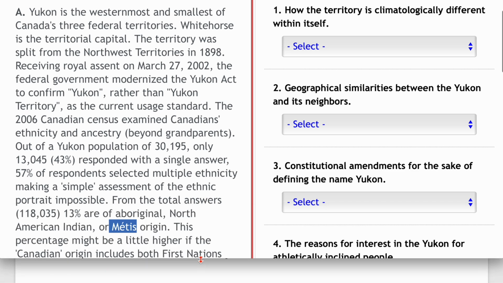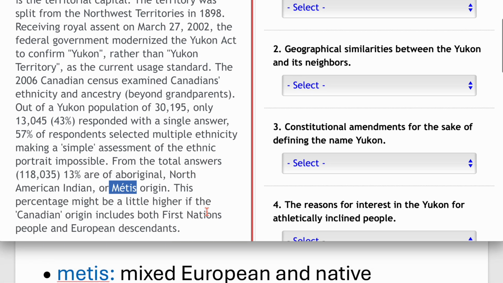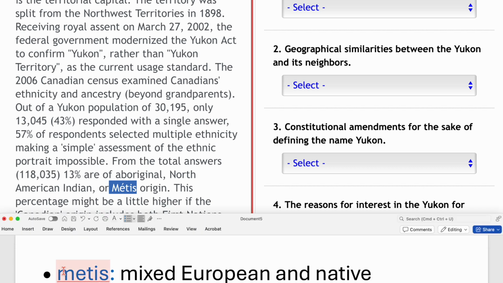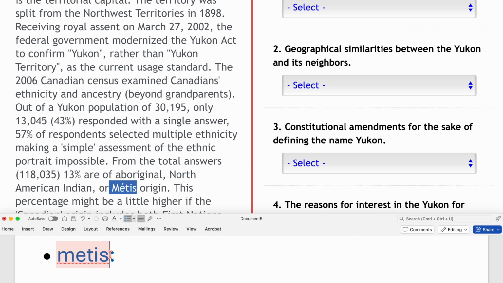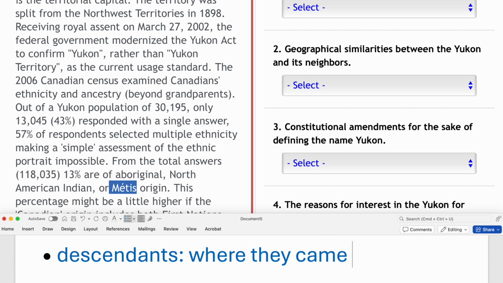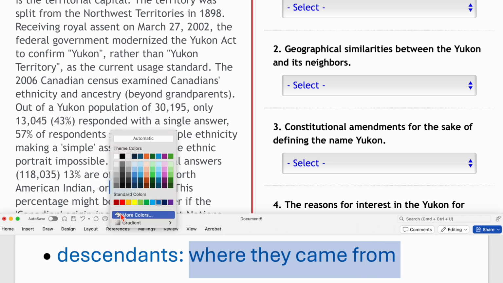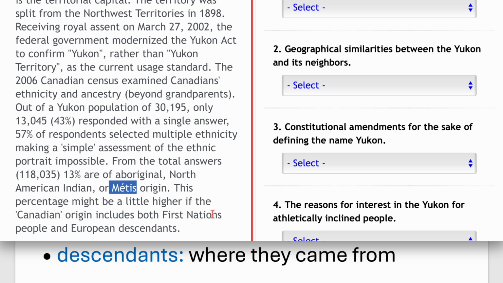Okay, stop here so you can keep that. This percentage might be a little higher if the Canadian origin includes both First Nations people and European descendants. Descendants means where people come from. All right, very good. We read the first paragraph.